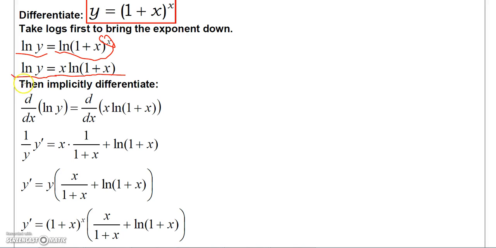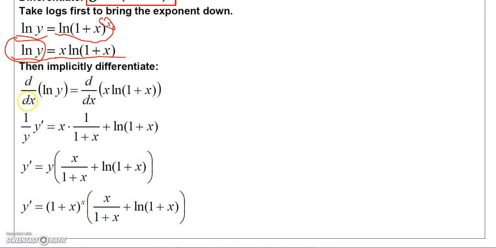Now I know I haven't covered implicit differentiation yet in my videos, but really this isn't too difficult. I'm just going to take the derivative of the natural log of y. This is just like taking the derivative of natural log of u. When I take the derivative of natural log of u, remember what I'd get? I'd get 1 over u times u prime. Well, I'll do the same thing with y. See, y is a function of x. So the derivative of natural log of y is 1 over y times y prime.